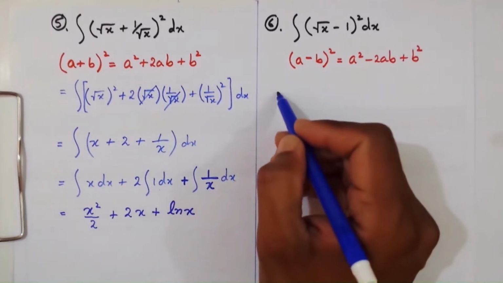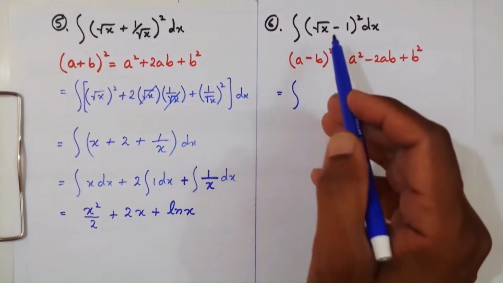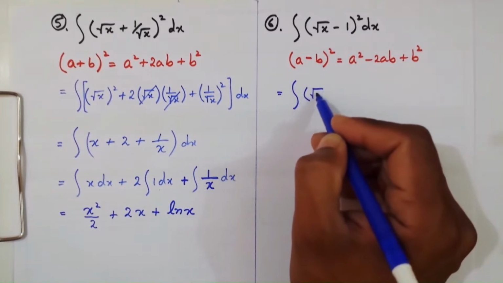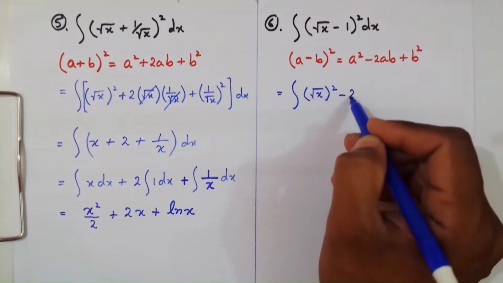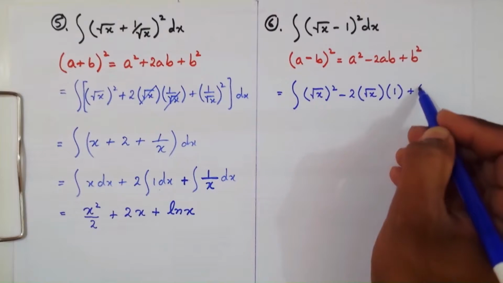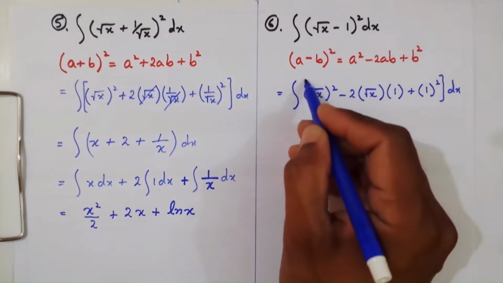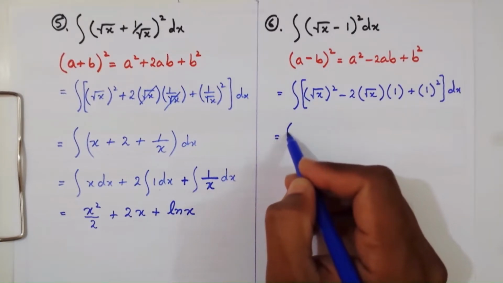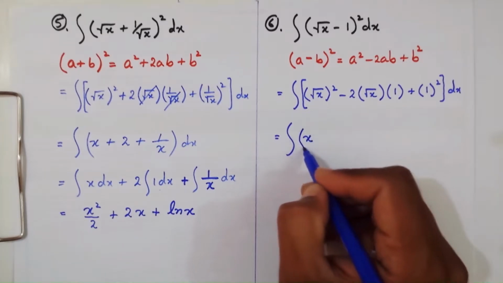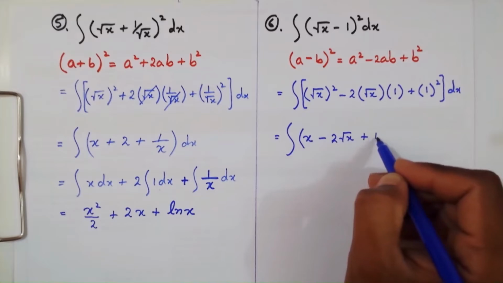Same as the procedure we will apply here. First we will expand this bracket by using this formula: a square minus 2ab plus b square. After further simplification, here we get x minus 2 root x plus 1.